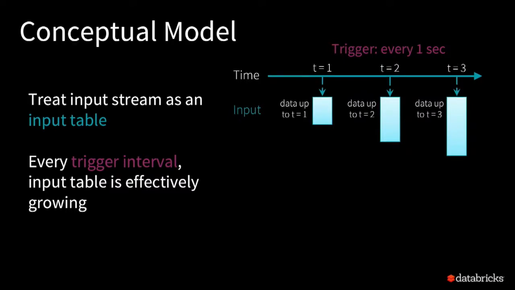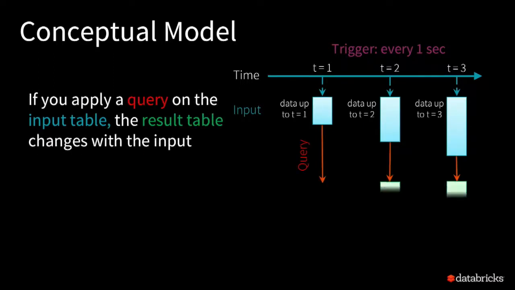So if you think of your stream as a conceptual table and sample that table at a certain interval, let's call it the trigger interval, let's say every second, you will see that this table is continuously growing as new data comes in. This is the conceptual model we are going with, and I'll explain in this presentation how it makes things far simpler than what most of us are used to. So this input table is continuously growing.